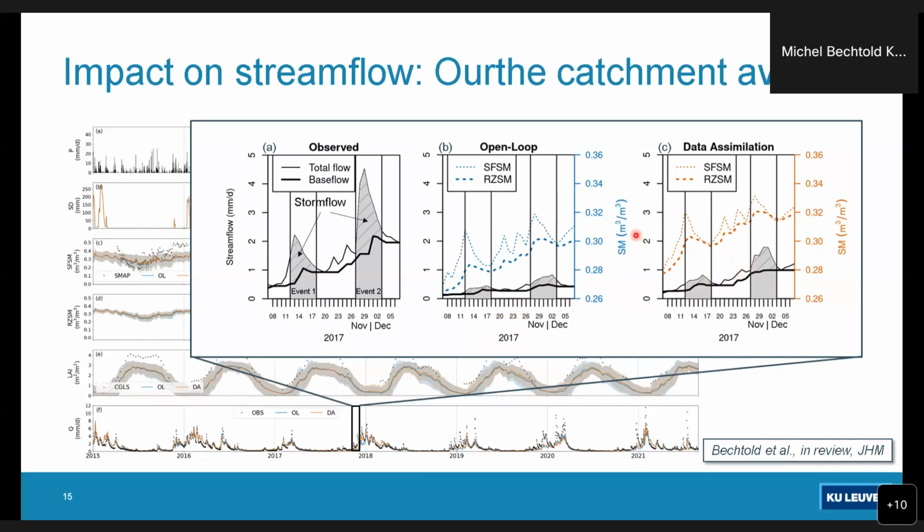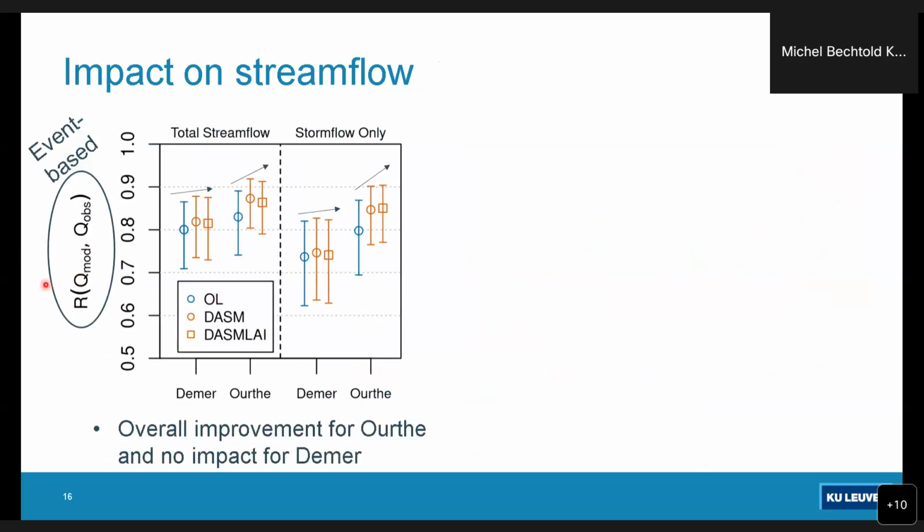When we compare that systematically for all events, so that is an event-based evaluation, Q mod against Q obs, correlation for total stream flow and the storm flow only part, we see that we systematically improve for the Urt catchment the events for both experiments, only updating soil moisture or soil moisture and leaf area index. But for the Dема, we barely see any impact.